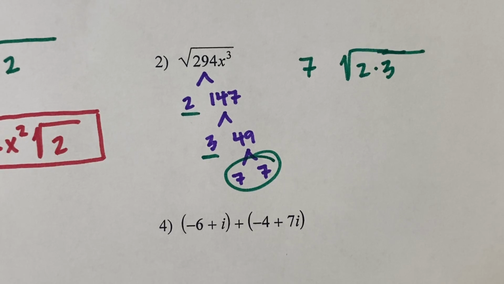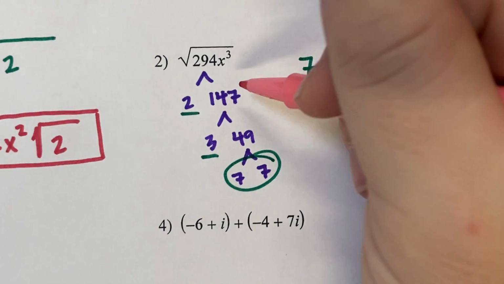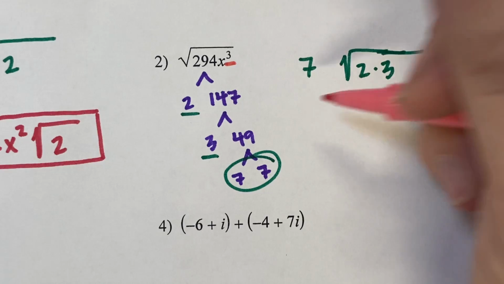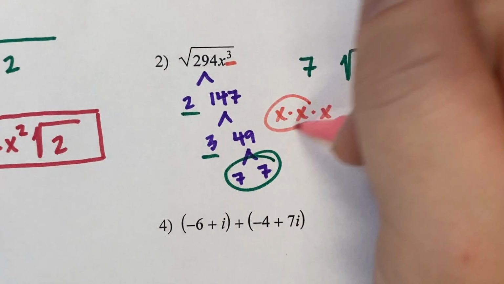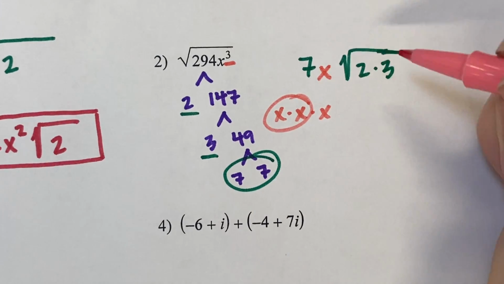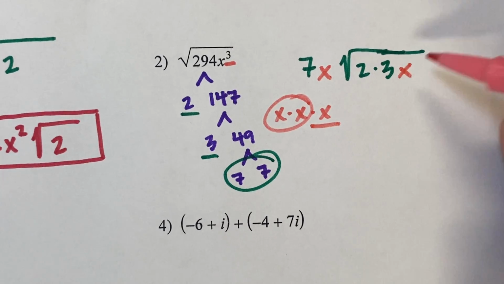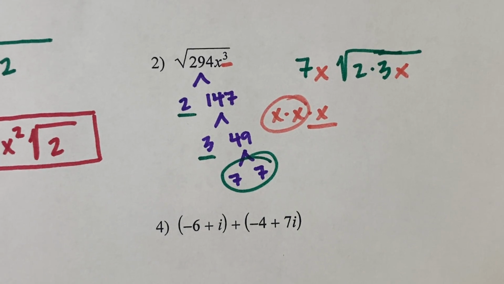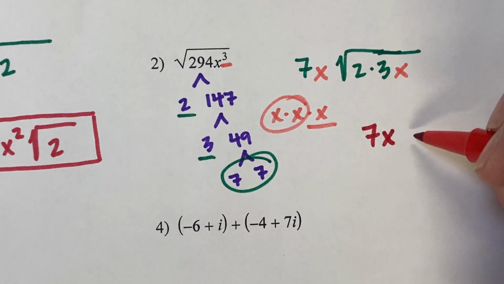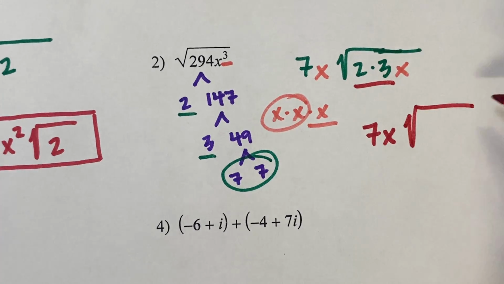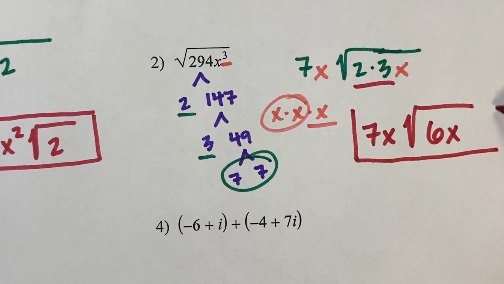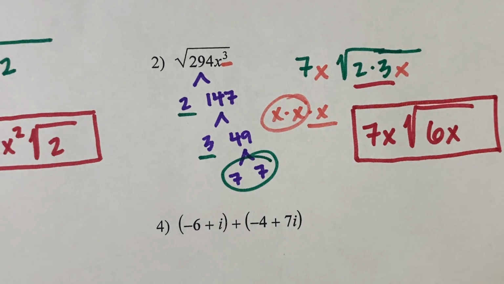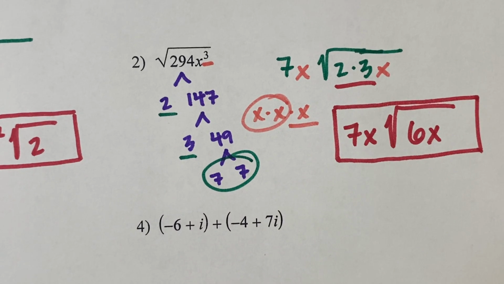Well, we took care of the numbers. Now let's take care of the variables. So I have x cubed, which means x times x times x. Well, in 3 x's, I can pair up 2 of them to create 1 couple, but then 1 x had to stay inside. So let's go ahead and simplify this. 7x got to come out. 2 times 3 turns into 6 with the x left inside. And there we go.